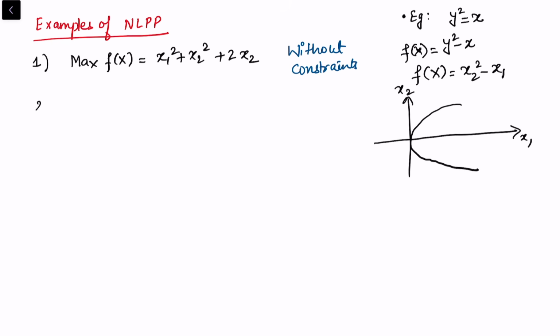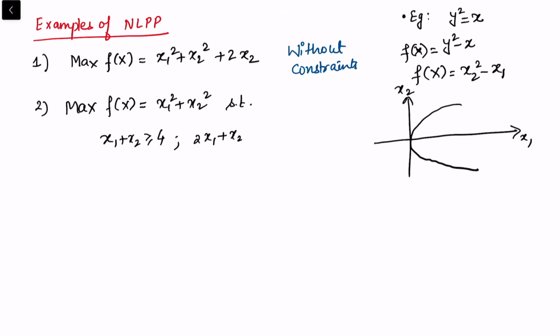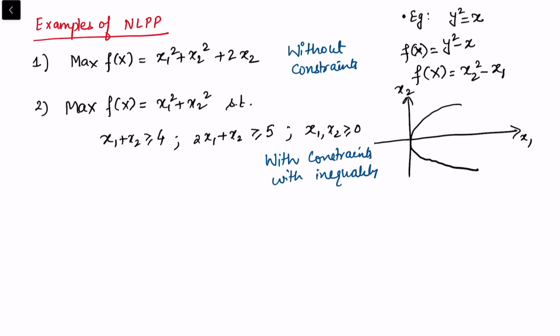Then there are some examples where we can have the constraint as well. Say I want to find again the maximum of f of x, which is x1 square plus x2 square. But this time there are some constraints: x1 plus x2 greater than or equal to 4, 2x1 plus x2 greater than or equal to 5, and even there are some non-negative restrictions. So here I have taken constraints with inequality. So we can say with inequality constraints.